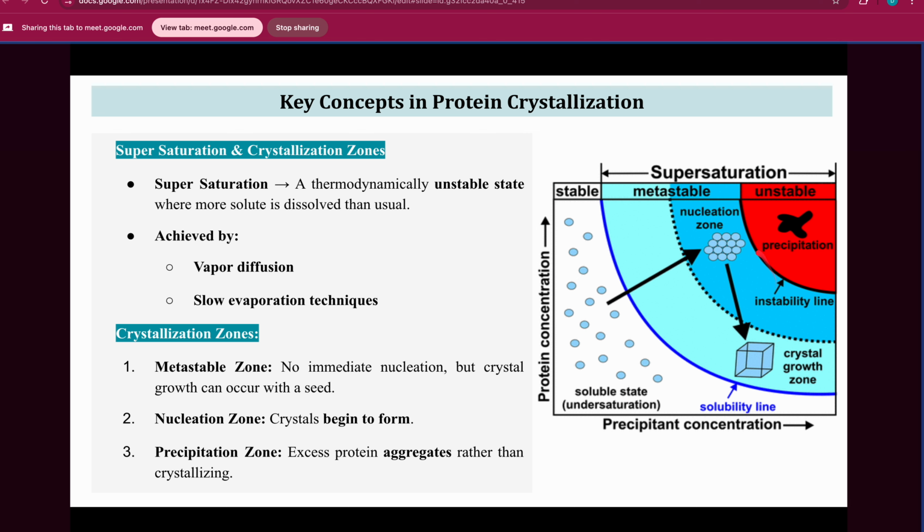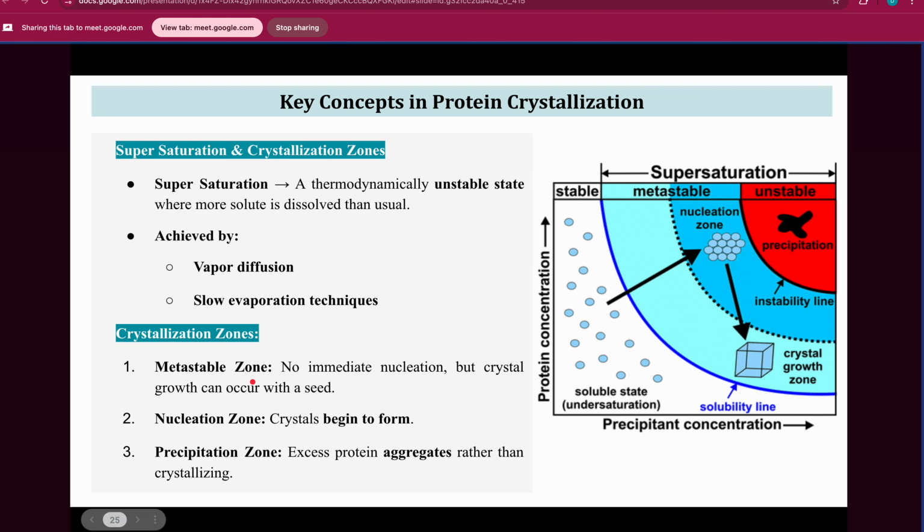But if they cross this instability line, this will be a state where the solute or the protein concentration is very high, such that those proteins get precipitated and aggregated, and in this zone they will not be able to form the crystal. So in this way, I have divided crystallization zones into three main zones. One is the metastable zone. These zones are under the supersaturation region.